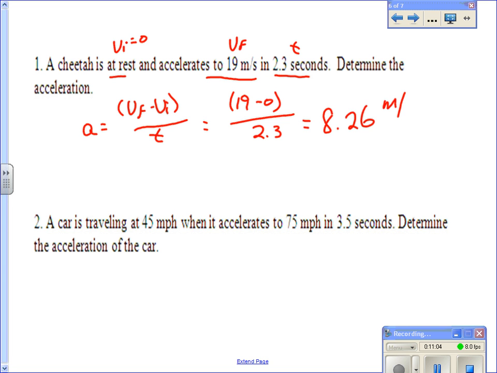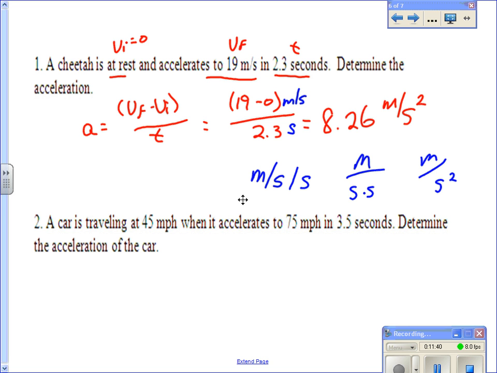Okay, where did we get this meters per second squared? Well, on the top, let me put this with a different color here. We have meters per second, and we're dividing it by seconds. Sometimes you'll hear someone say this is meters per second per second. Using algebra, if you have meters per second on top, you can bring that other second down to the bottom, and we'd have meters per second times seconds, and that's where we get meters per second squared. Again, you'll often hear it called meters per second per second.